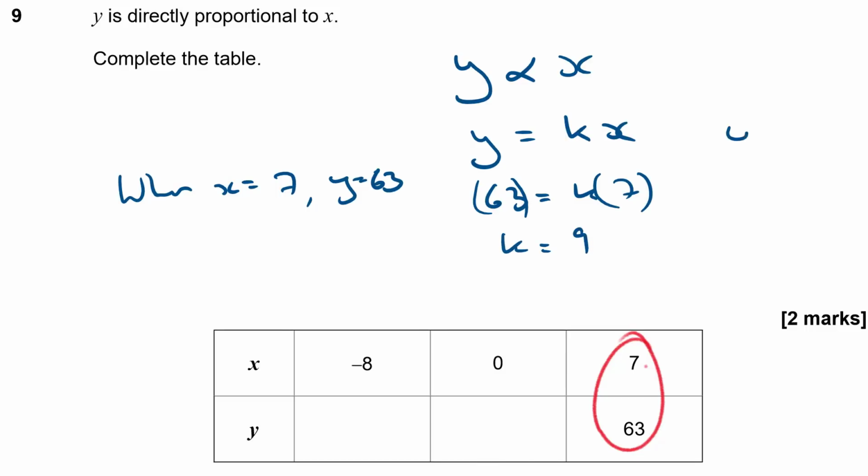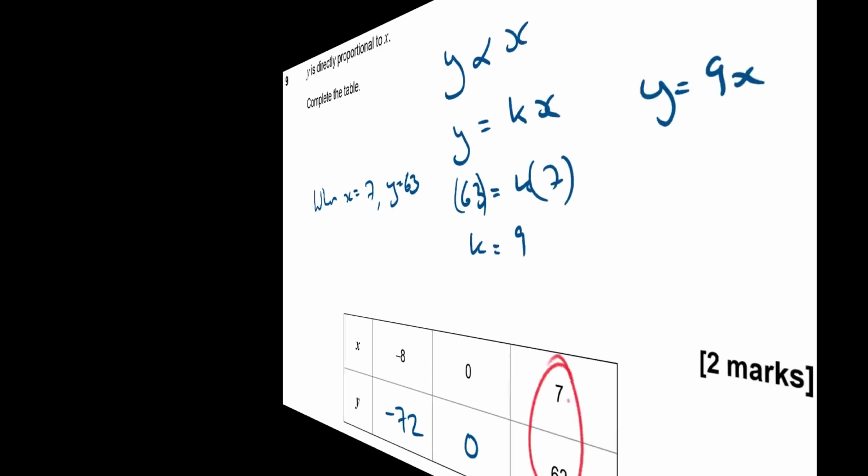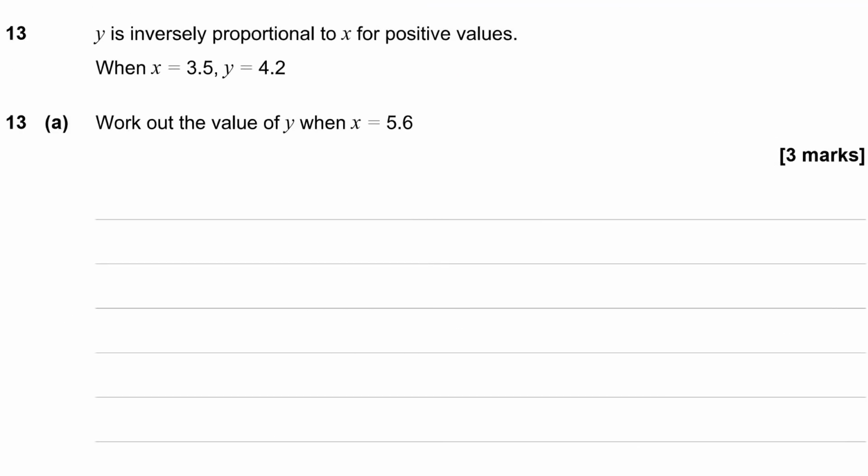So our full equation is y equals 9x. So now very simple to fill out the rest of the table. If x is 0, then 9x is 0. If x is minus 8, then 9 lots of minus 8 is minus 72. All done.